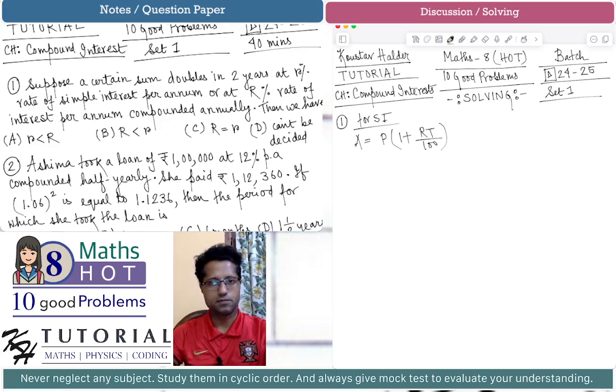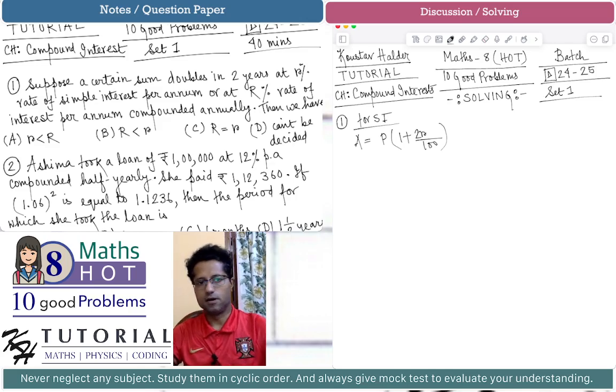For the simple interest, it is given that a certain sum doubles in 2 years at small r percent rate of simple interest. So for the simple interest case, the rate of interest is small r, and the time is given as 2 years. So we can say T is 2, so we are having 2r by 100, multiplied by P. We are assuming the sum to be P. Then for the simple interest, the amount will be, we know the formula, P into 1 plus RT by 100, and R for the simple interest is small r.